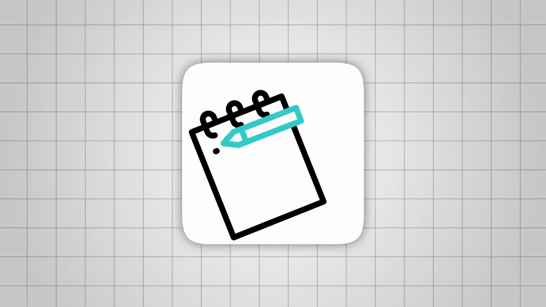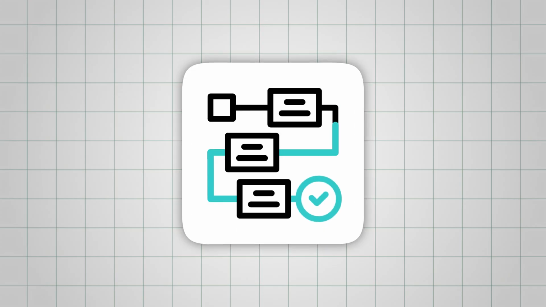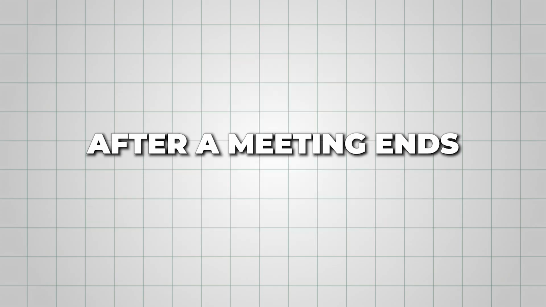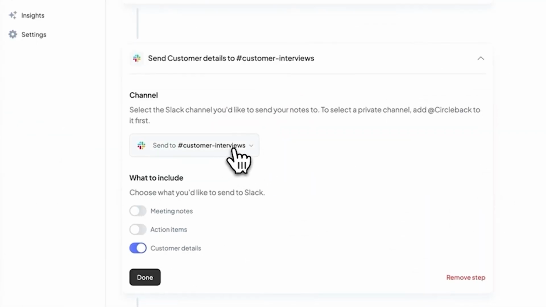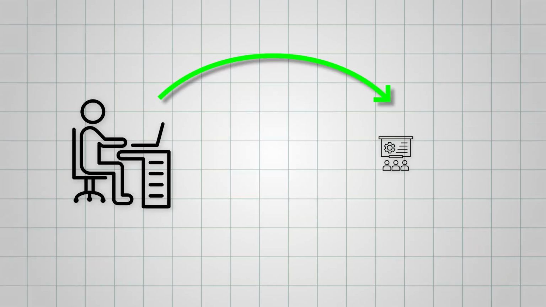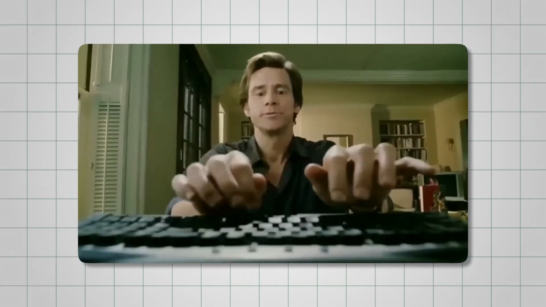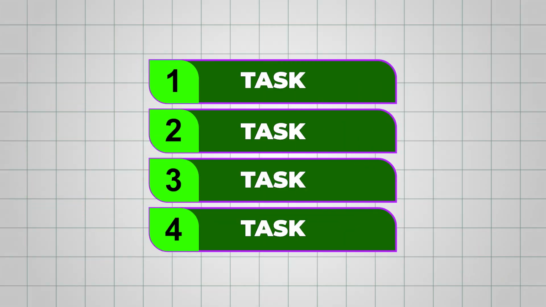Now let's talk about automations, because this is where Circleback goes from a note-taking tool to a real workflow engine. The idea is simple. After a meeting ends, Circleback can automatically trigger actions in other tools based on what was discussed. For example, every time you have a customer demo, you might want to send a summary to Slack and create follow-up tasks automatically. Let's build a real example.